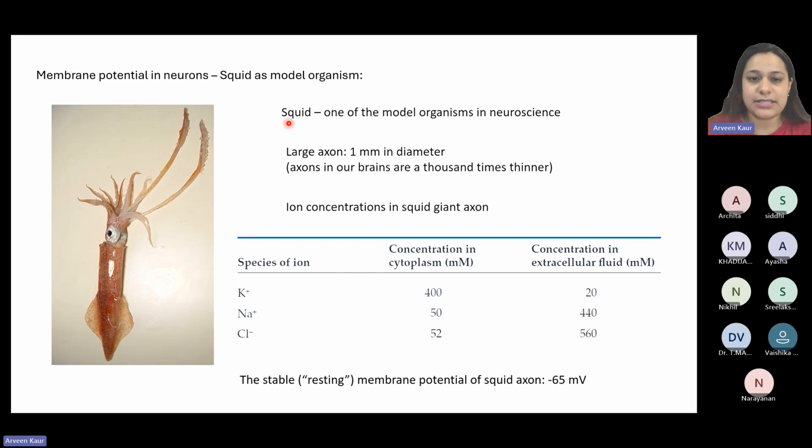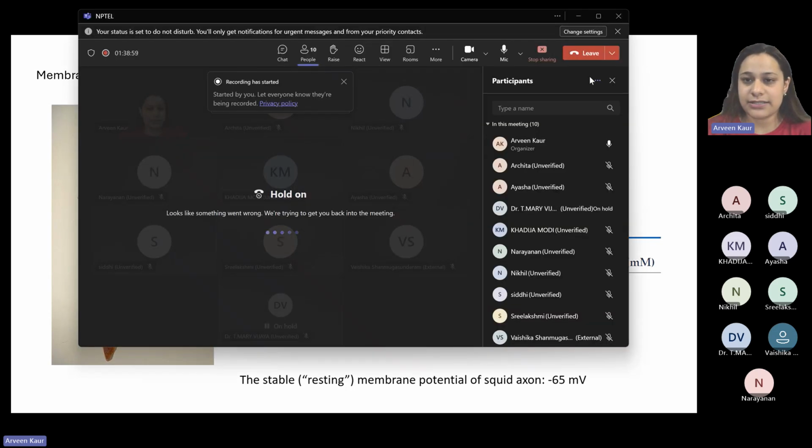What we are going to see is how these are related, and most of the studies that we are going to talk about have been done in this particular organism, the squid, right? For these kinds of studies, squid has been a good model organism. Most of these studies were done by Hodgkin, a Nobel laureate, for the studies he performed on the squid giant axon. So what is a squid? It is a marine animal. It is one of the model organisms in neuroscience.